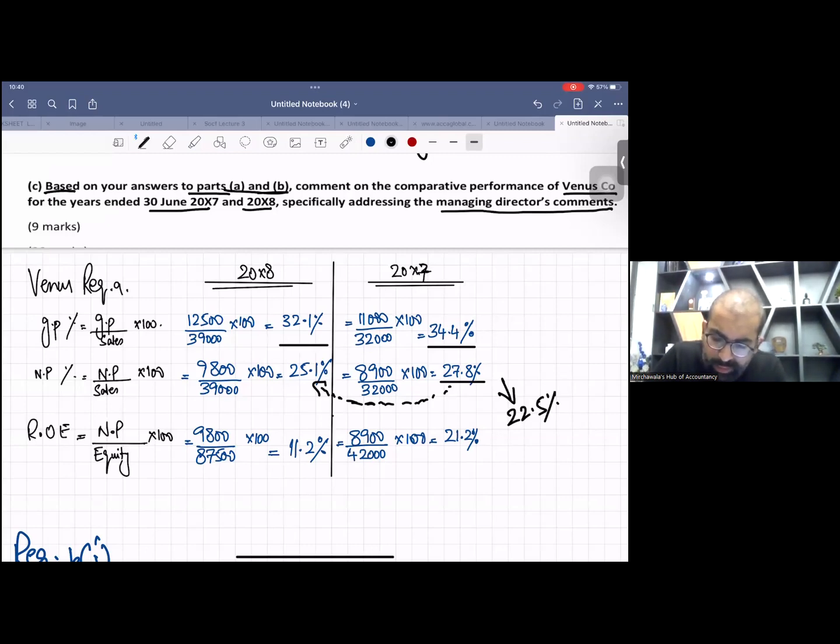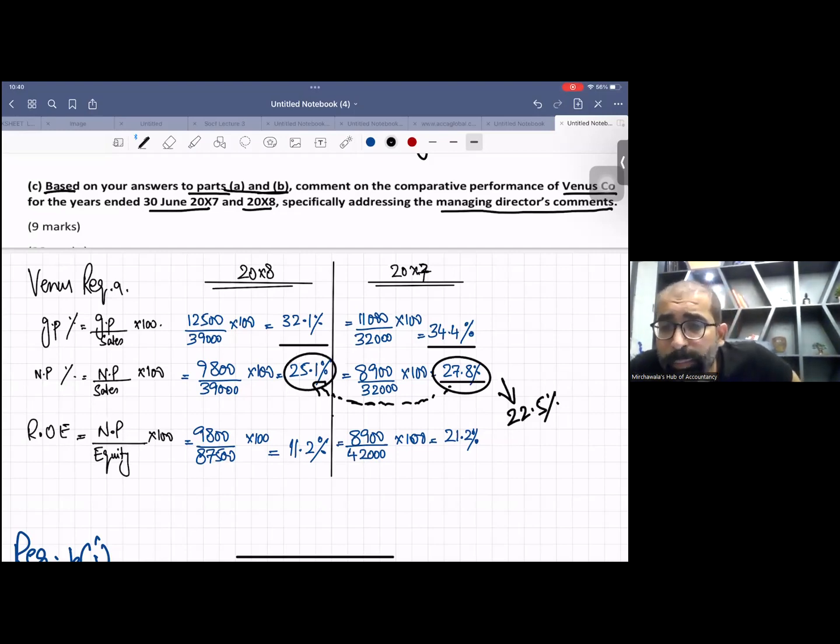Last year, the NP percentage of the parent company, the single parent company, was 27.8%, and this time it's 25.1%. Okay. So it looks like there is a fall.